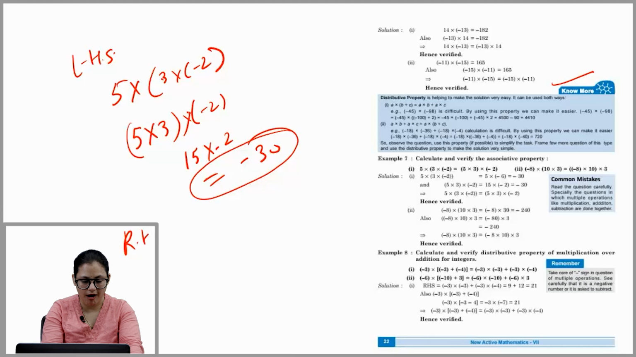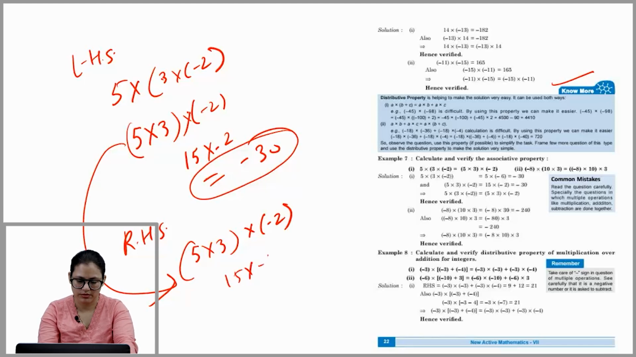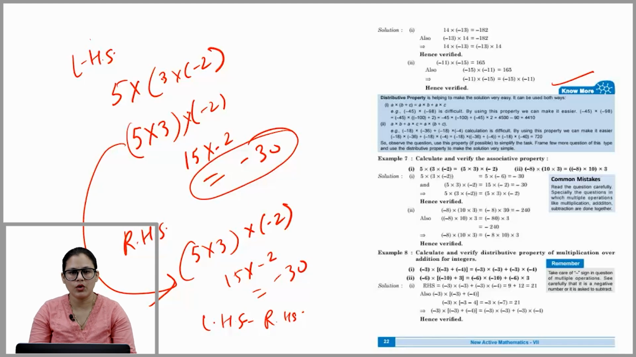Now I will take RHS, which is 5 into 3 into minus 2. Same step we have got here, right? So this is also minus 30. So LHS is equal to RHS, hence it is verified.